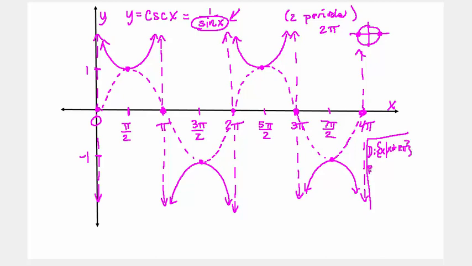And for the range, kind of like we did for secant, we'll use the same idea here. Any y value has to be greater than or equal to 1 or less than or equal to -1. So the way we define that is that the absolute value of y has to be greater than or equal to 1. That covers both sides, above and below.